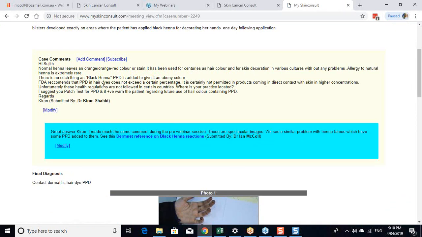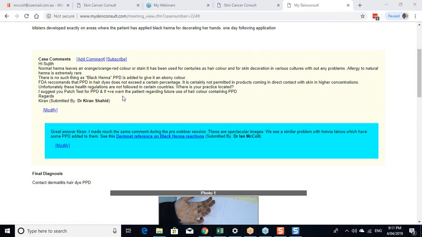Kieran was saying here before, there's no such thing as black henna. PPD, paraphenylene diamine, is added, giving it an ebony color. Ordinary henna isn't black like that. It's usually a sort of browny color, and so the PPD shouldn't be added to these other things.